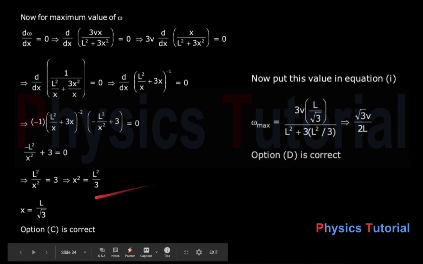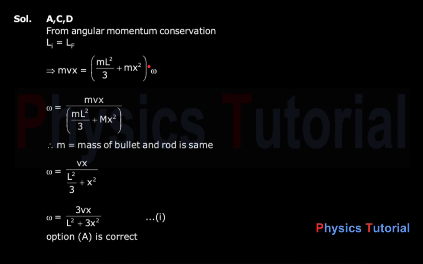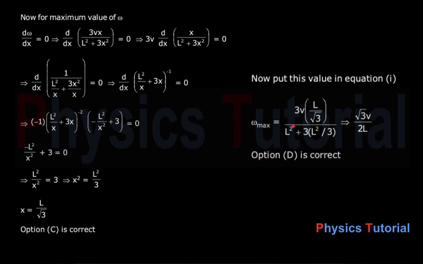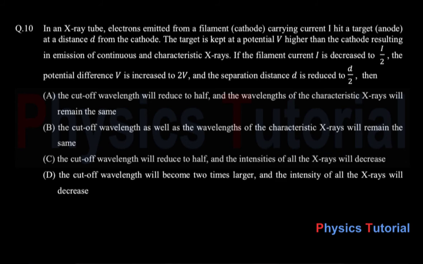When you substitute this value x equal to L by root 3 over here in the omega part, then what we say here, omega max will be 3v into L by root 3 upon L square plus 3 L square by 3. After solving, you will get root 3v by 2L. So D option is also correct. So A, C, D. Question number 10 is from modern physics.